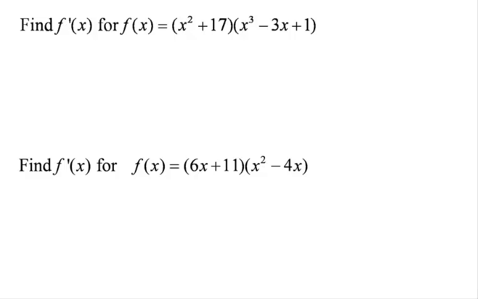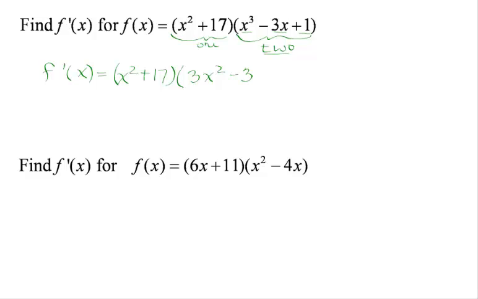Find f prime of x for f of x if f of x is the product of these two functions. We're going to call this function 1. We're going to call this function 2. So f prime of x is going to be 1, meaning I copy down the function as they gave it to me. d2, now I'm going to take the derivative of the second function. It is made up of power terms and a constant. So we know now that's 3x squared minus 3. The derivative of x is 1. The derivative of 1 is 0.